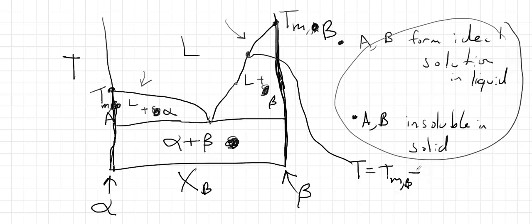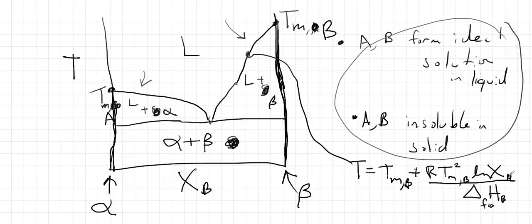what do we have here? It would be, let's see, it would be RT for component B, the logarithm of the mole fraction of B, all over the delta H of fusion of B. So this is not a new equation, right?